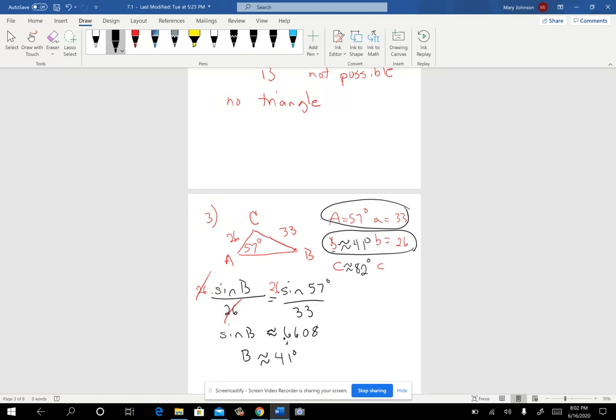And so now I like to use the given information. So I'm not going to use the B's in the proportion. I'm going to go back in and say, okay, little c over the sine of 82 would equal little a over the sine of 57. And then you're going to multiply by the sine of 82 on both sides. Okay. 82 degrees.